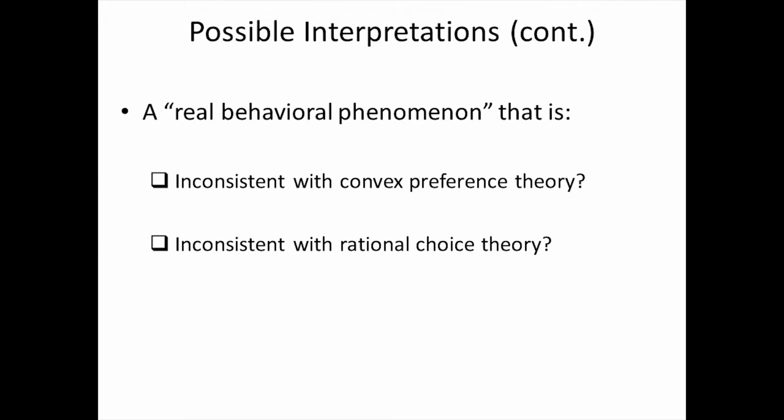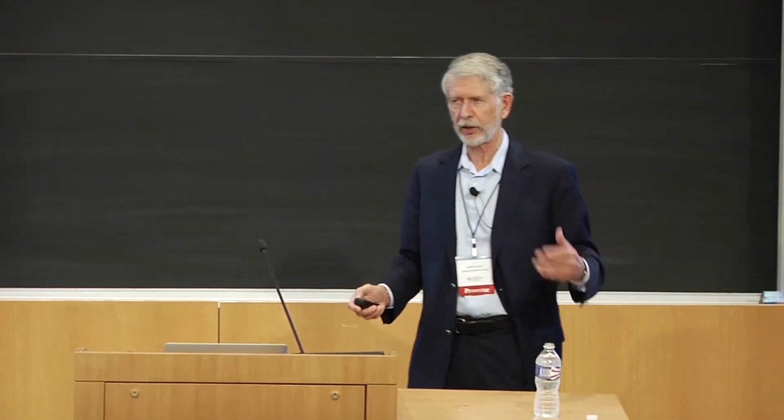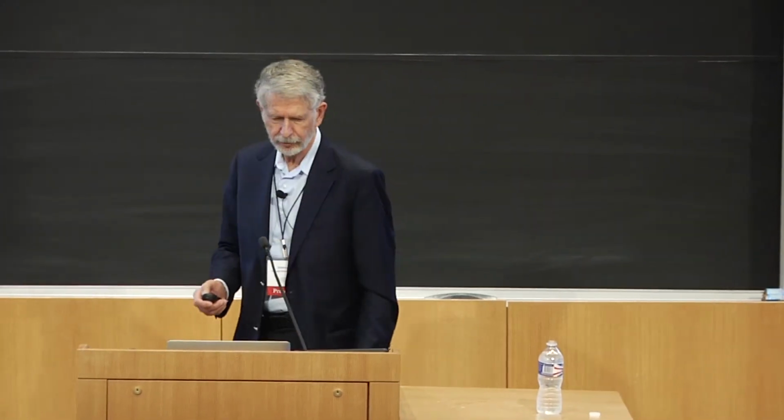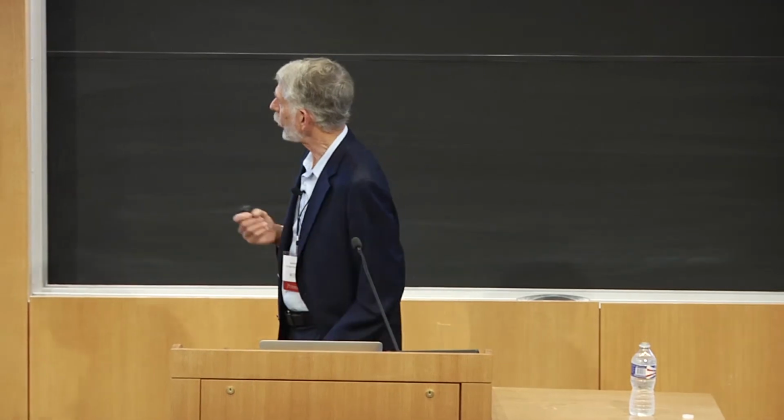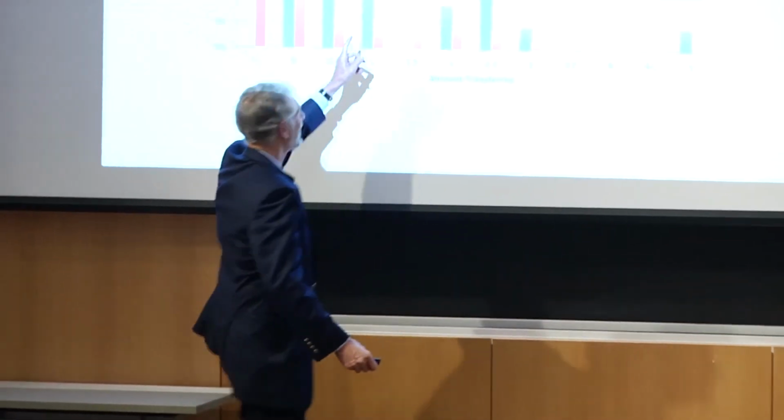Because the whole discussion of the literature did not draw the distinction between the implications of convex preference theory, as all graduate students in economics learn it, like the consumer demand model, and rational choice theory. Convex preference theory is a very, very special case of rational choice theory. And the data is all interpreted as though it was inconsistent with rational choice theory. It just didn't follow from what was done.